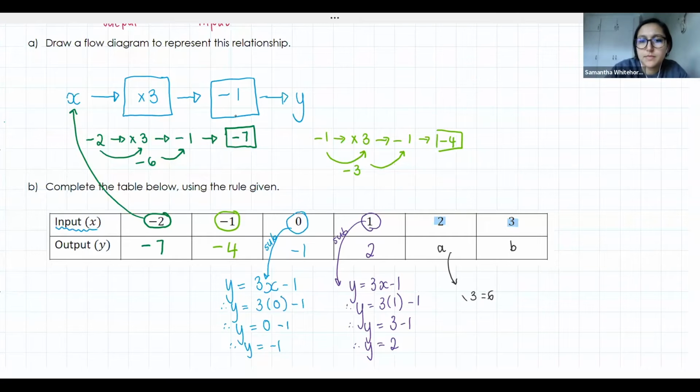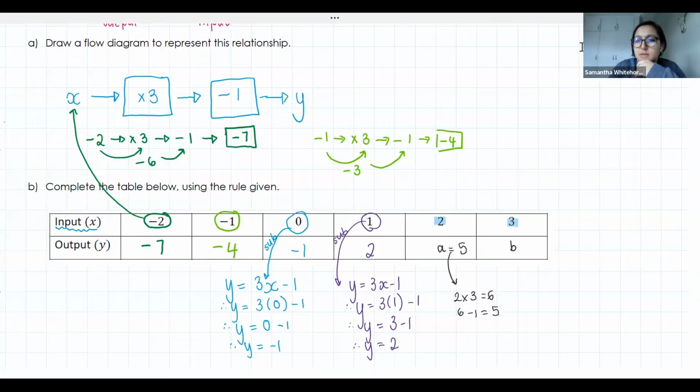And then I just said 6 minus 1 gave me 5. Excellent, well done. So guys, exactly, we follow the rule and we get our output value of 5. Well done.